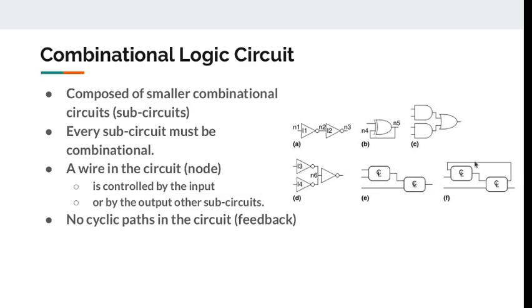And you can see letter F here is not a combinational circuit because you need to know what's the output here to decide what's the next one. At a given time, you need to know the past. You need to know what's this output here to input here. So this is a sequential circuit as well.